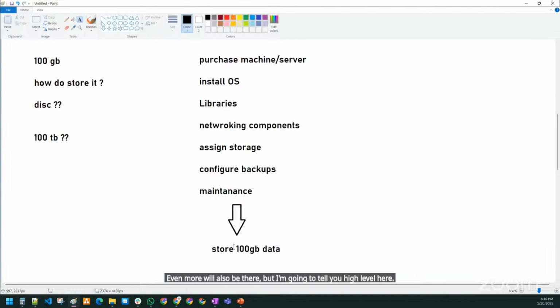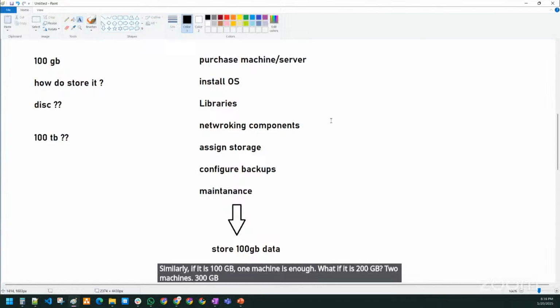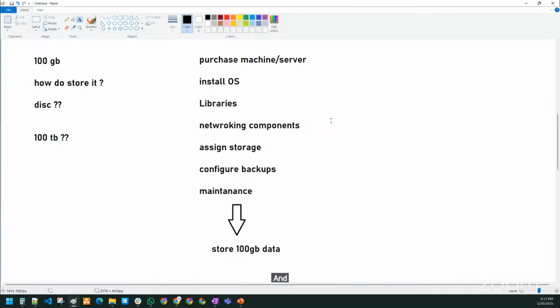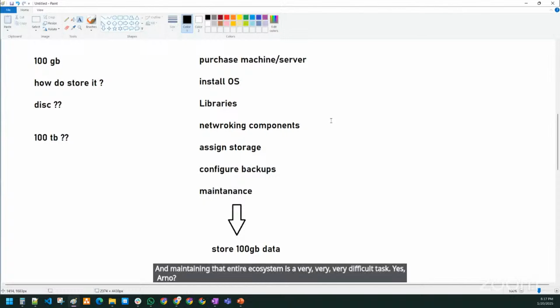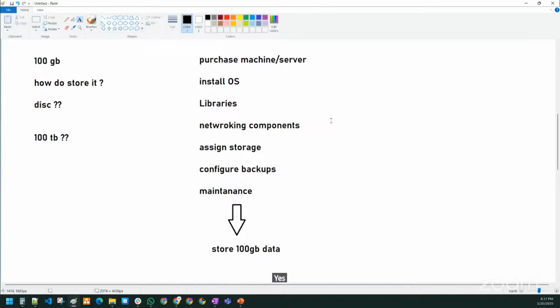Similarly, if it is 100 GB, one machine is enough. What if it is 200 GB, two machines, 300 GB, three machines, 400 GB, four machines. So that means a lot of machines, you are ending up purchasing it and installing it, connecting together and maintaining that entire ecosystem is a very, very, very difficult task. Yes or no? Yes. Right. So that's where managing the infrastructure becomes one of the tedious tasks for the companies.